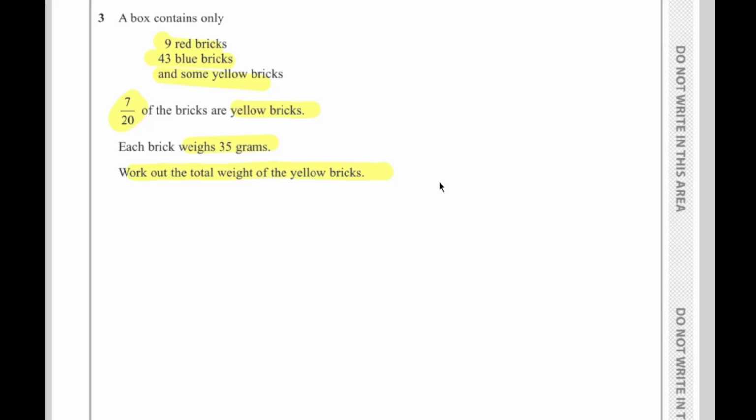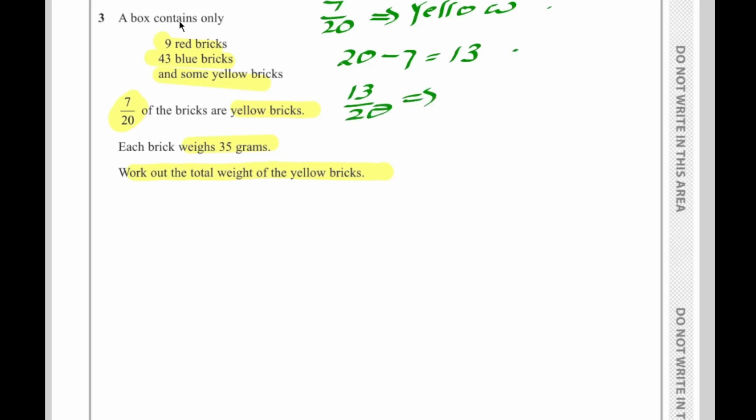How do we get the total yellow bricks? We've been given here a hint. 7 over 20 of the bricks are yellow bricks. But we don't know the number of bricks. We know that there are 9 red bricks, 43 blue bricks. Then if 7 over 20 represents yellow, the remaining fraction is 20 minus 7, which equals 13. Then I can say that 13 over 20 should be represented by red and blue.